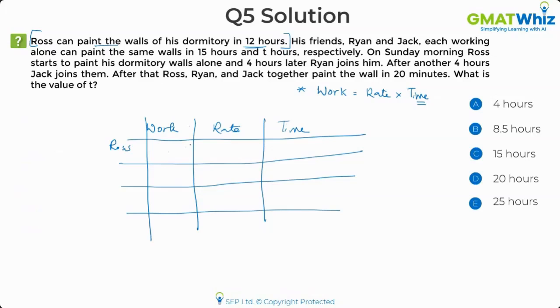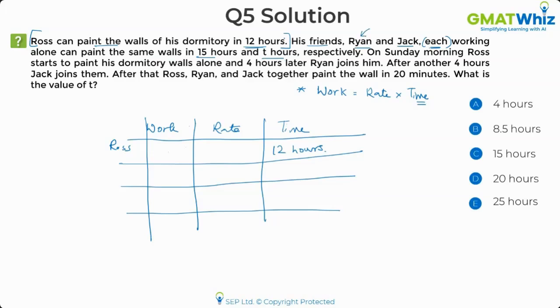I don't know the work, so I'll leave it like this. I know this is 12 hours, so I'll plug in 12 hours here. His friend Ryan and Jack each, so they're talking about each, so it's important to make sure that you focus on these small words and don't just think that they are together. They each, working alone, can paint the same wall in 15 and 20 hours respectively.